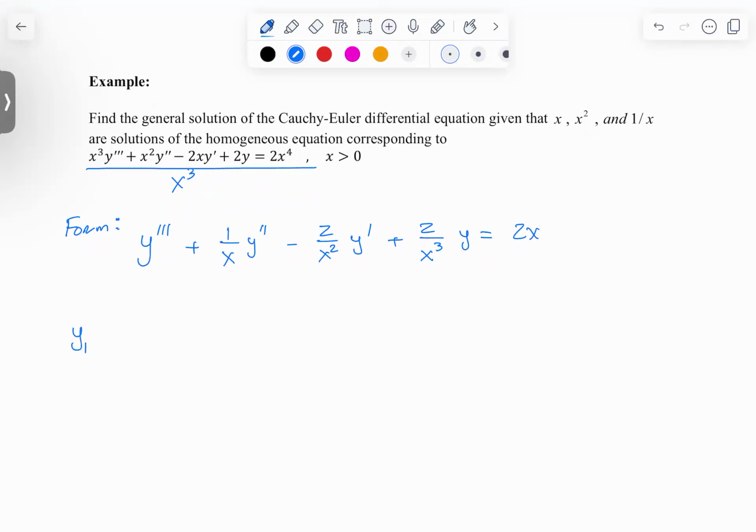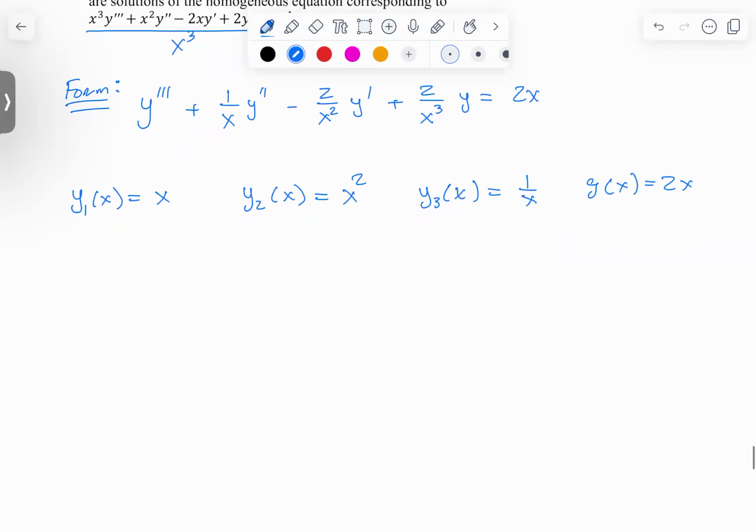So y1, I'm going to call x, y2. And now our g of x is 2x. If you don't make that adjustment, we would have ended up with 2x to the fourth, and this wouldn't have worked. The only important part with variation of parameters is that the coefficient in front of the highest order has to be 1.